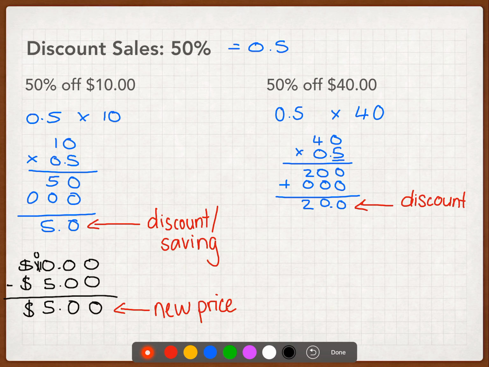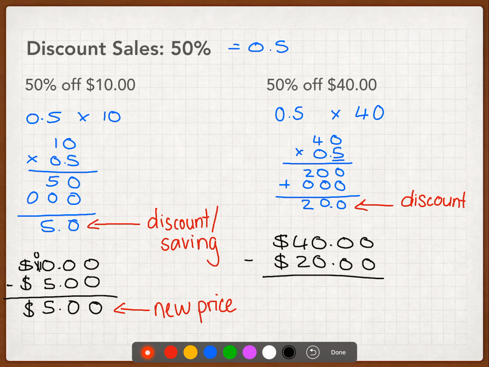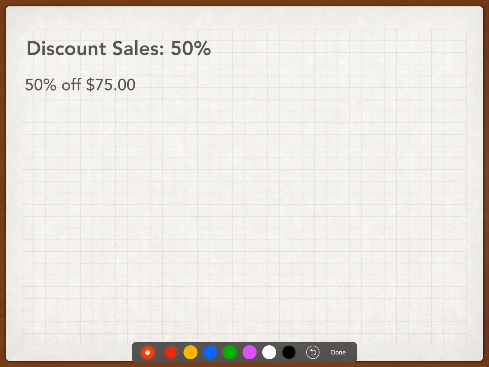We're going to do our next calculation. $40, which is our original price, take away the discount amount of $20. 0 takes 0, 0 takes 0, decimal. 0 takes 0, 4 take 2. And now we have found our new price. And that is how we work out the discount of a sale for 50%.